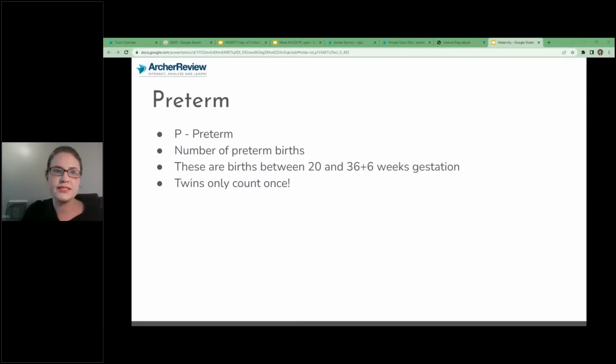Next, we have preterm. Preterm are the number of pregnancies that ended between 20 weeks and just before 37 weeks. So if the pregnancy ended between 20 weeks and just before 37 weeks, that would be considered preterm. The tricky thing here, though, is a lot of times they'll make this a little tricky. They'll say, oh, if someone had a preterm delivery at 18 weeks, would we count that as preterm? No, even though they're calling it preterm, preterm is really only between 20 weeks and 36 weeks plus 6 days. It ends between them.